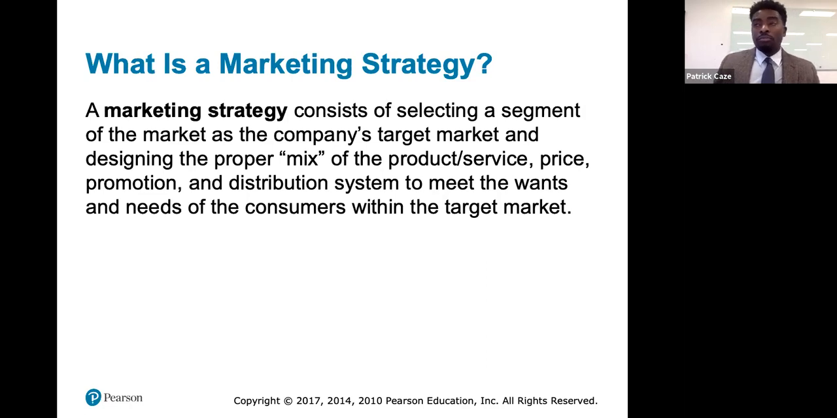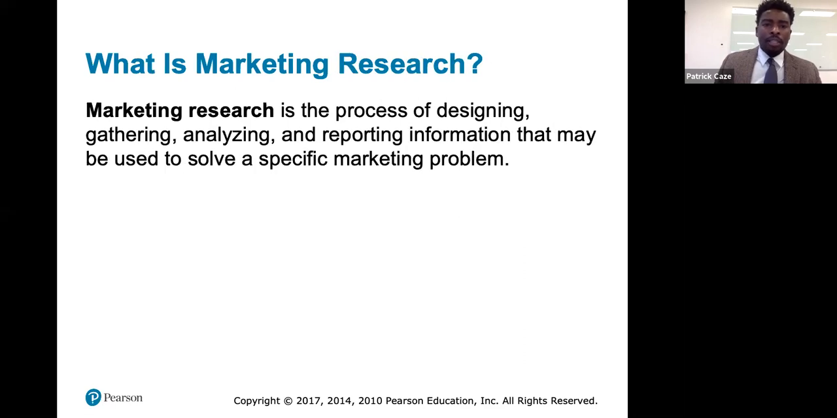And also, part of that is, as it says in the definition, the distribution, right? How do I get it out to the customer, right? So all that is marketing. Marketing research is really where you get to the nuts and bolts, right? It's the design, gathering, analyzing, and then eventually reporting of information that you're going to use to formulate a marketing strategy, right?